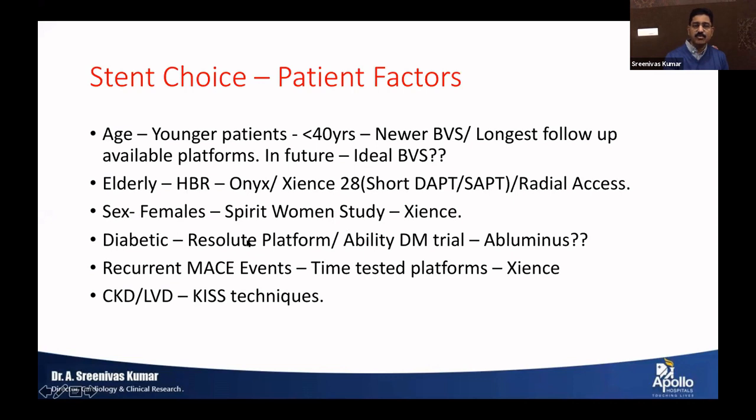Diabetics: initially the Resolute platform got approved by USFDA, and then later on the Xience Sierra got approved, and the Ability Diabetes Mellitus trial with the Indian abluminus stent is again being tested with the Xience platform. Probably this could be an effective Indian solution for diabetic patients too. Recurrent MACE events, in patients likely to have in-stent restenosis or TLRs, we tend to bank on a stent like Cypher or Xience Sierra.